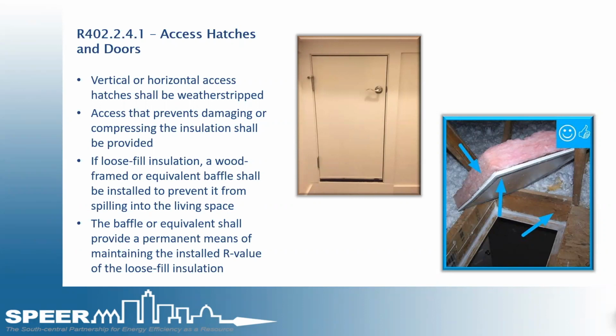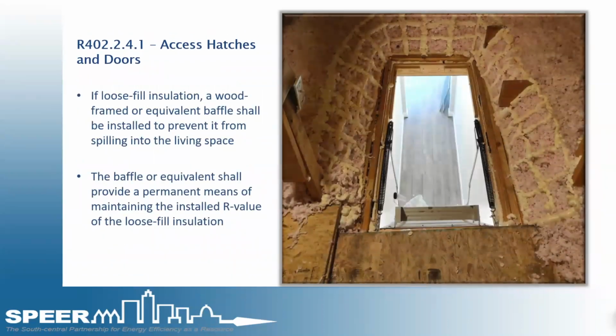On the right-hand side, you see a bat that's actually attached to the top of the scuttle hole cover. That's the right way to do it. And then you've got framing members all the way around the opening that's actually holding the insulation in place and covering those top plates. We reiterate again, if any loose fill insulation, a wood frame or equivalent baffle shall be installed to prevent spilling of insulation into the attic space.